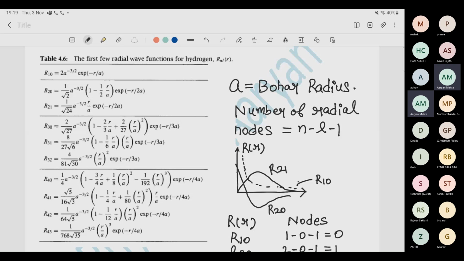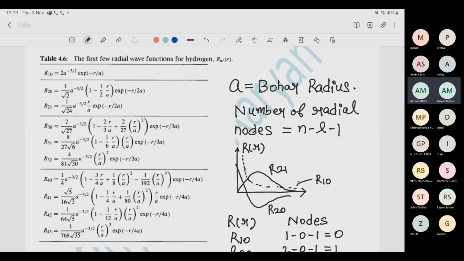Okay, let's say I found that n is 2, but is it 2 0 or 2 1? How do I find that information? That information is actually contained in the number of nodes.